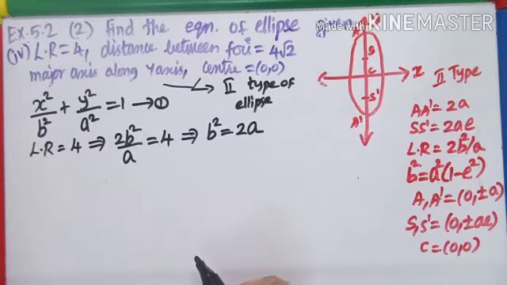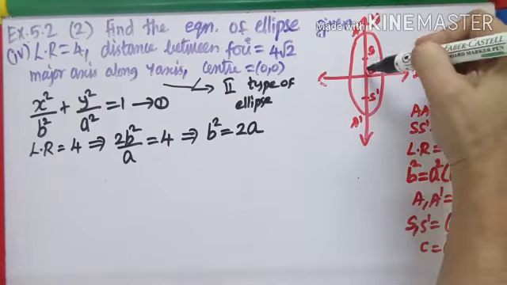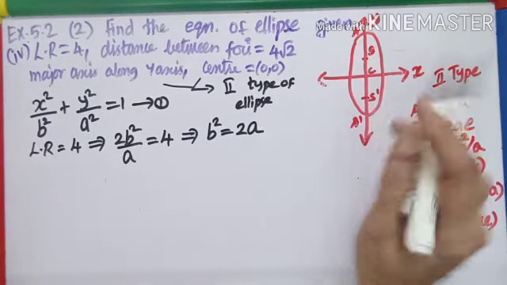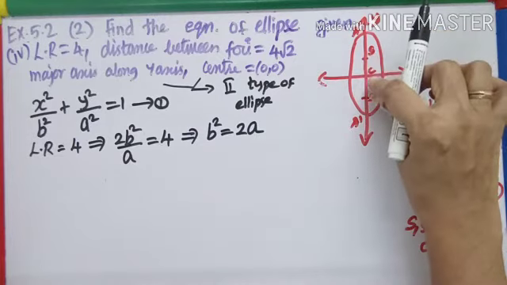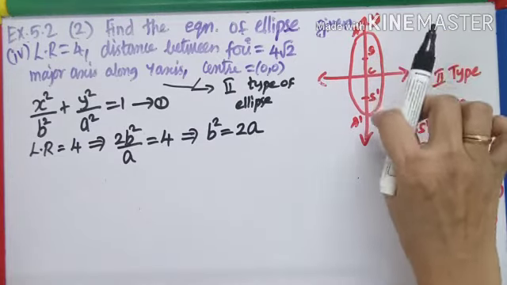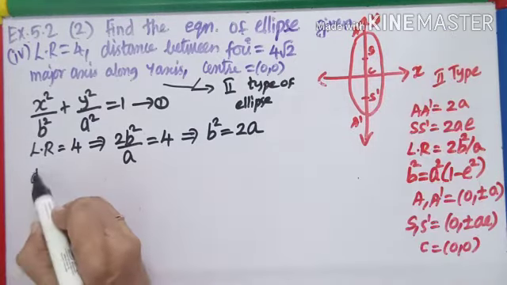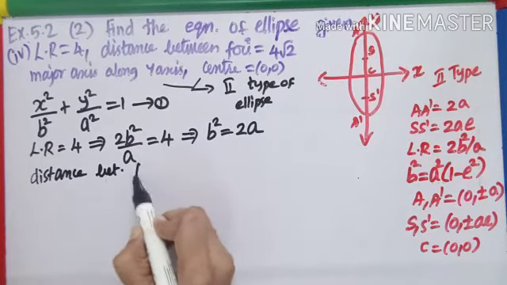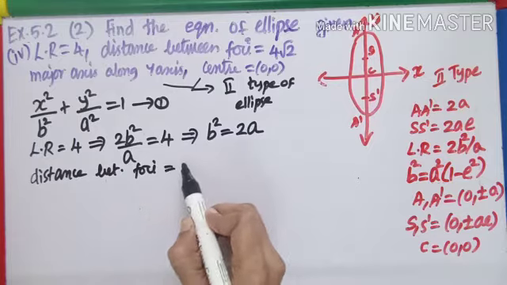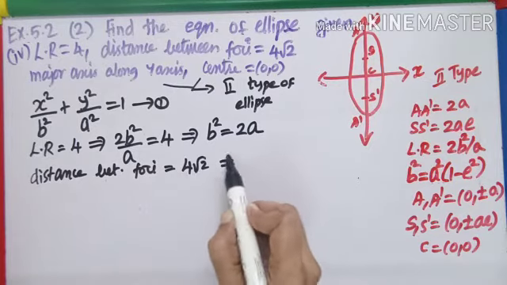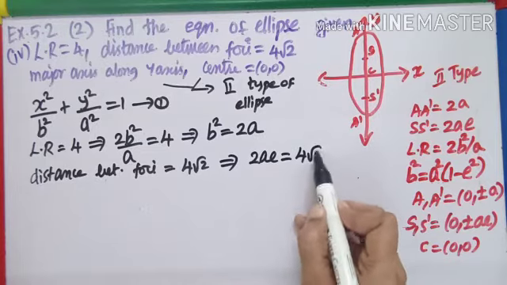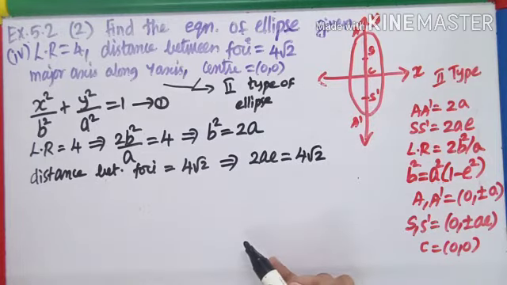The next idea, distance between the focus. Focus 0, AE and this focus 0, minus AE. So here the distance AE, here also the distance AE, together 2AE. So as they have given distance between the focus equals to 4 root 2, I can compare this with 2AE equals to 4 root 2.